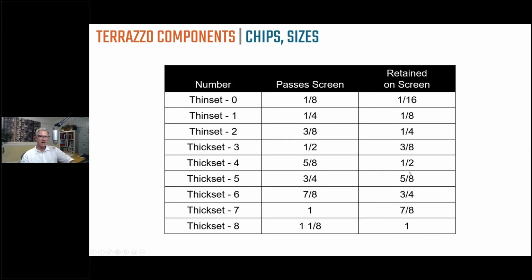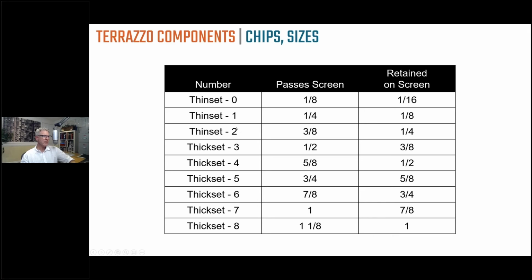Aggregate is categorized by its size based on the size of screen that it passes through and the size of screen it's subsequently retained on. So the lower the number, the finer the aggregate. There's also a 00 and a 000. A 000 would be considered dust, very, very fine.